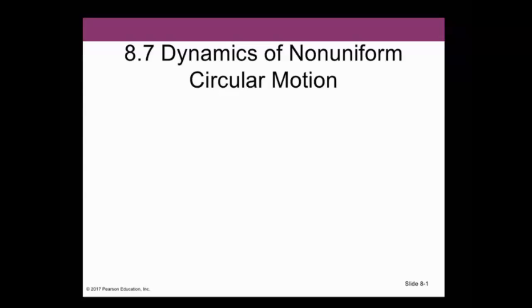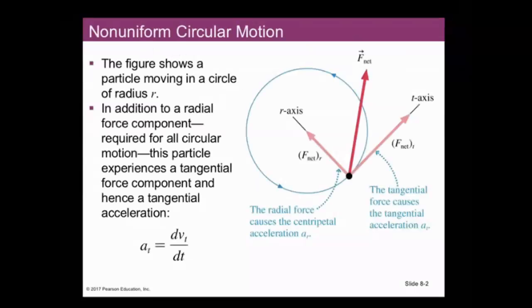In this video, we'll discuss the dynamics of non-uniform circular motion. The figure shows a particle moving in a circle of radius r. In addition to a radial force component required for all circular motion, this particle experiences a tangential force component and hence a tangential acceleration. This acceleration is given by the equation a sub t is equal to dv sub t dt.